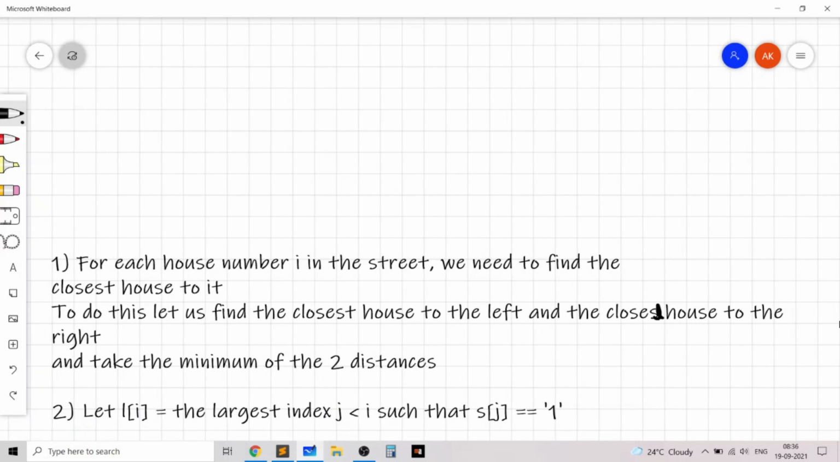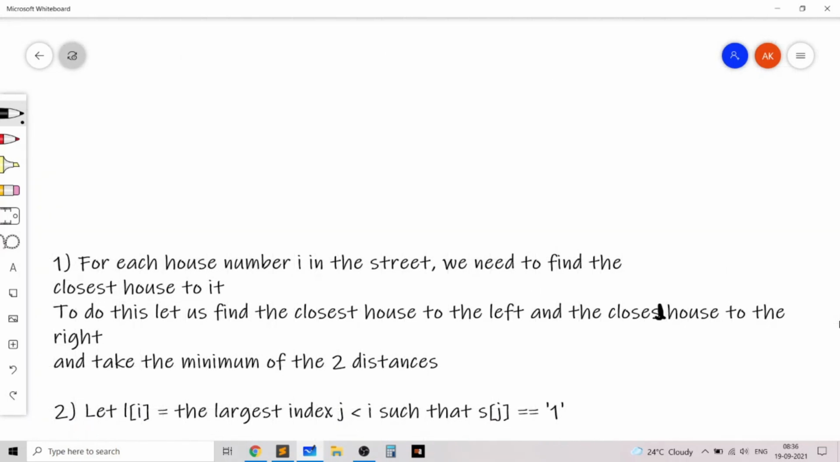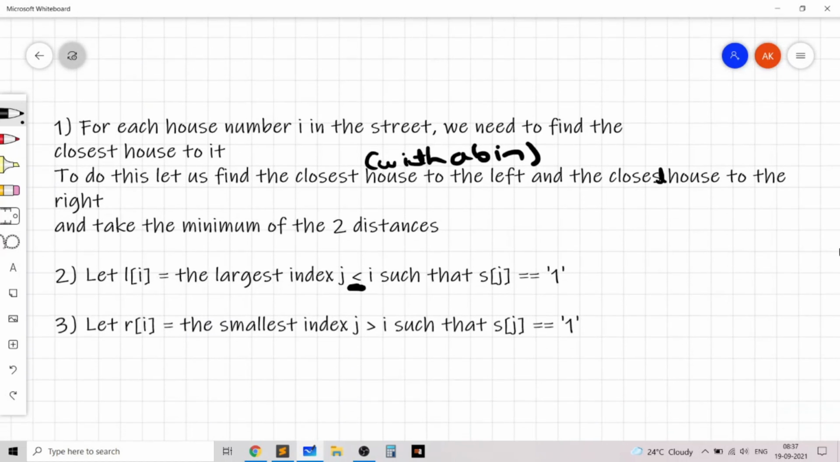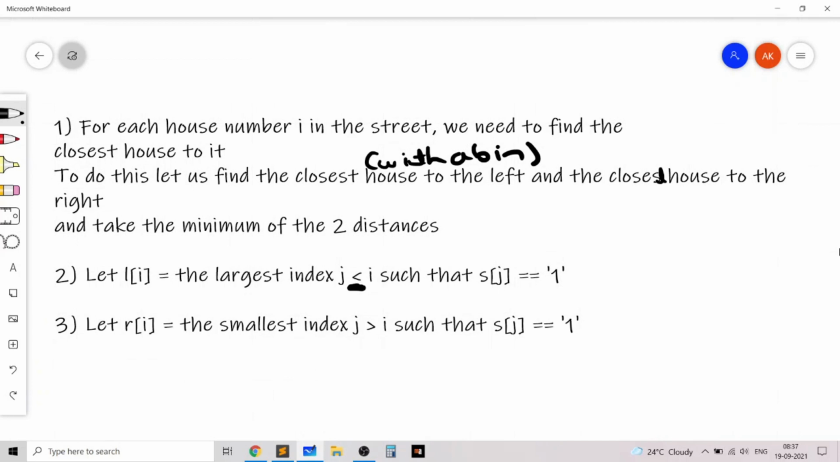So the first value is L of i, which represents the closest house to the left. More formally, this is the largest index j which is less than or equal to i and which has a trash bin in front of it, and that means that house will be closest to us. And R of i is the smallest index j greater than or equal to i such that S of j is 1, which basically means it's the closest house to the right which has a bin.